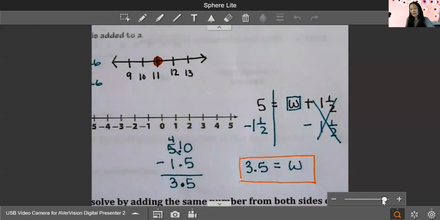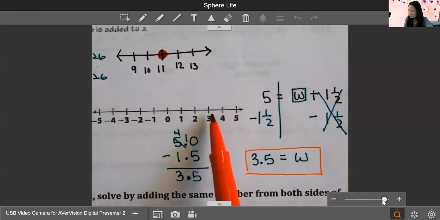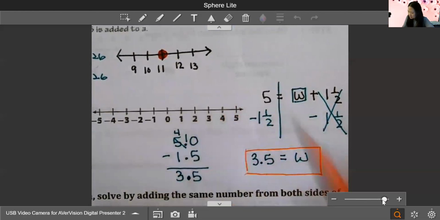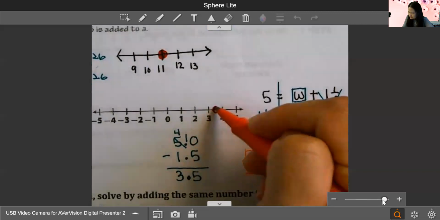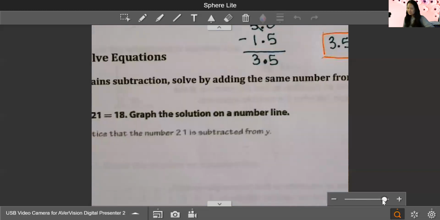Now, how do I graph that solution? 3.5, or 3 and 5 tenths, is exactly in between 3 and 4, so it'll be right here. All right. Okay. So with that, let's move on.